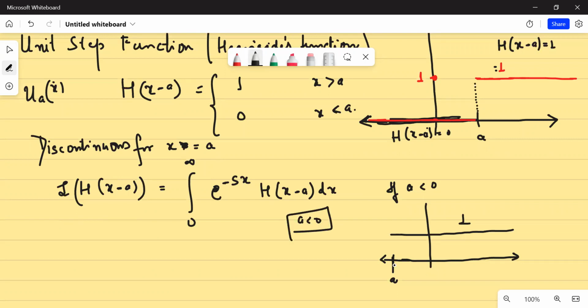So if a is less than 0, I have pictured it in this fashion. Let's say here is your a. Now for all x greater than a, your Heaviside function would be 1. This is one thing that one needs to see.